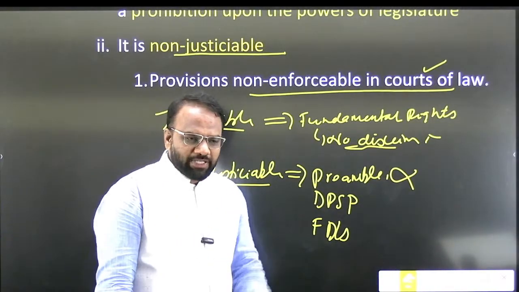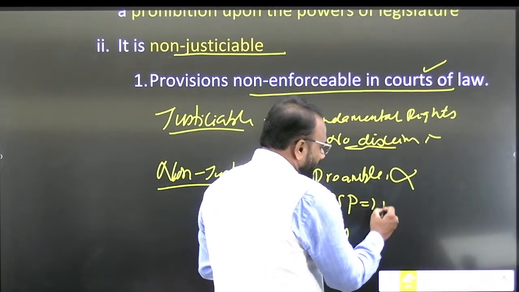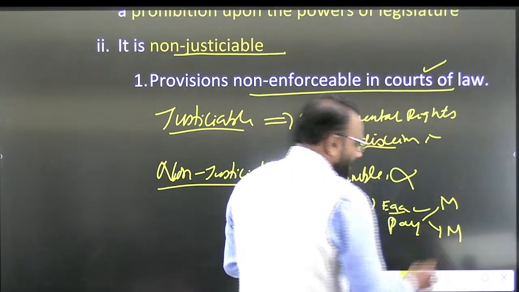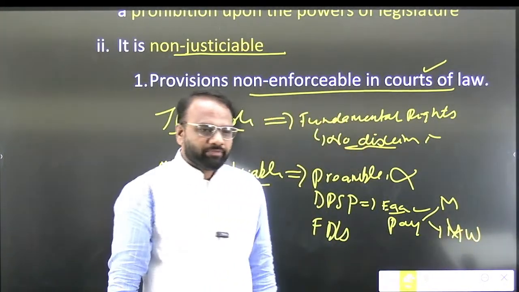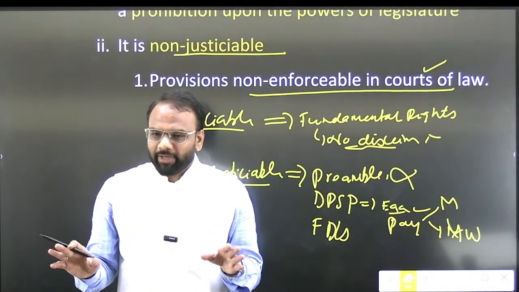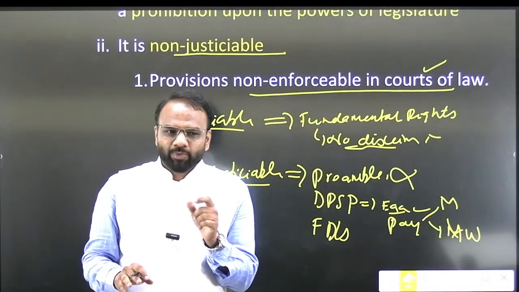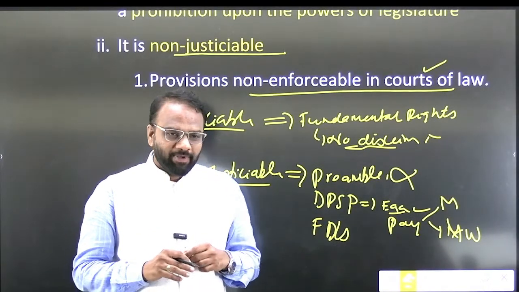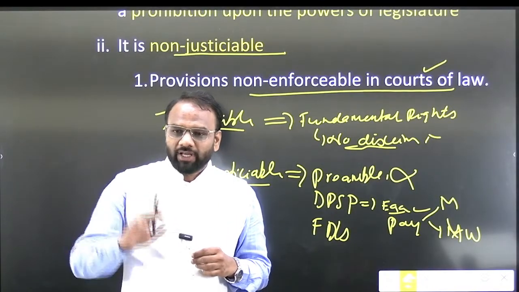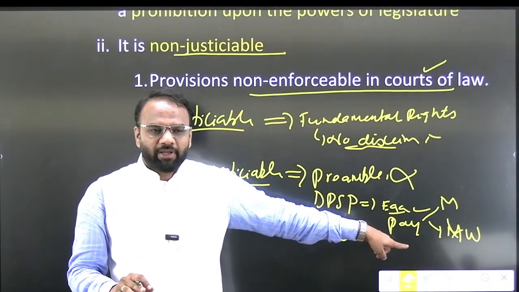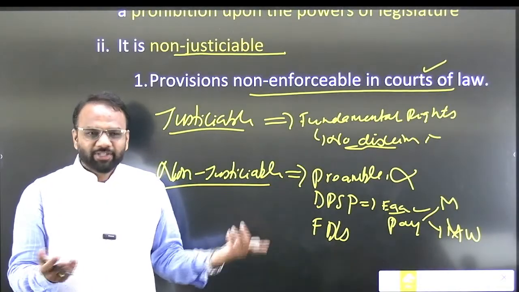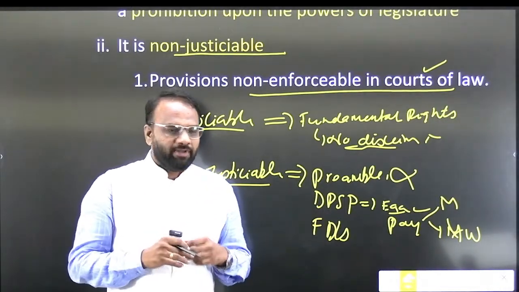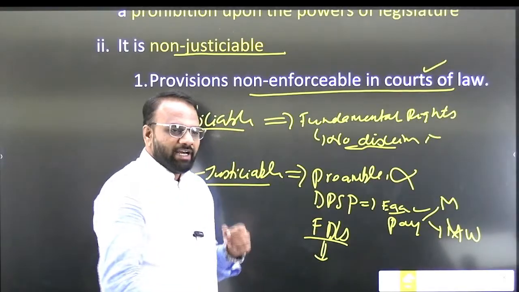Similarly, DPSP. Can you recall one DPSP that we discussed? Equal pay for equal work for both men and women. Now the government makes a law saying that in corporate companies, a male has to be paid 1,000 rupees per day and a female 500 rupees per day. But what does DPSP say? Equal pay. Can someone go and file a case in court saying that the government is not implementing the DPSP properly? No. Why? It's non-justiciable. Generally they will keep it in mind, but it is not necessary because it is non-justiciable. Similarly, fundamental duties. One of the fundamental duties says to respect the national flag.